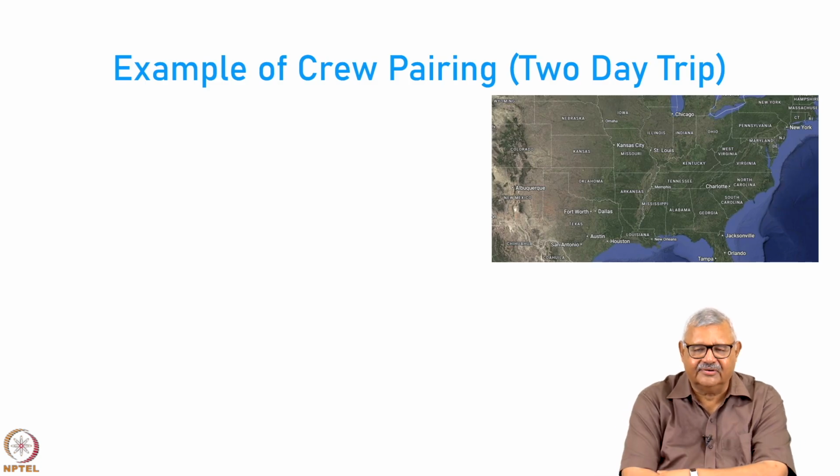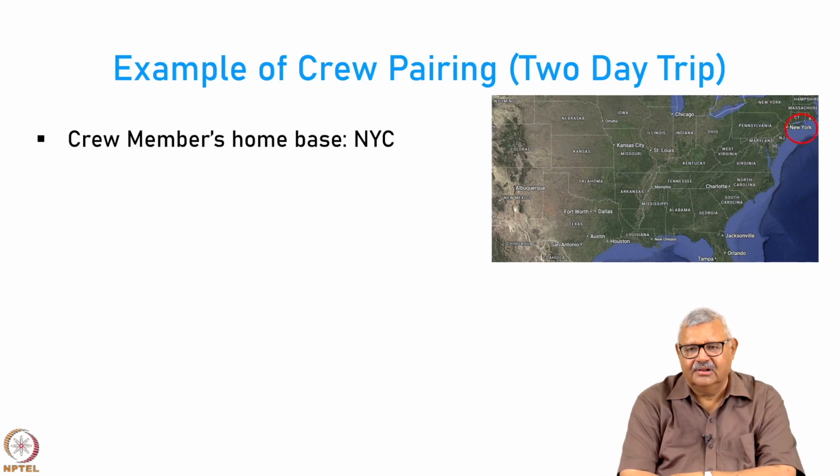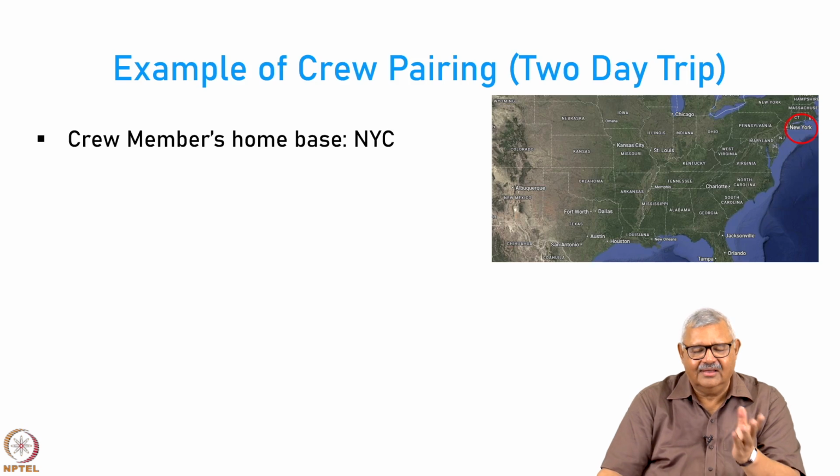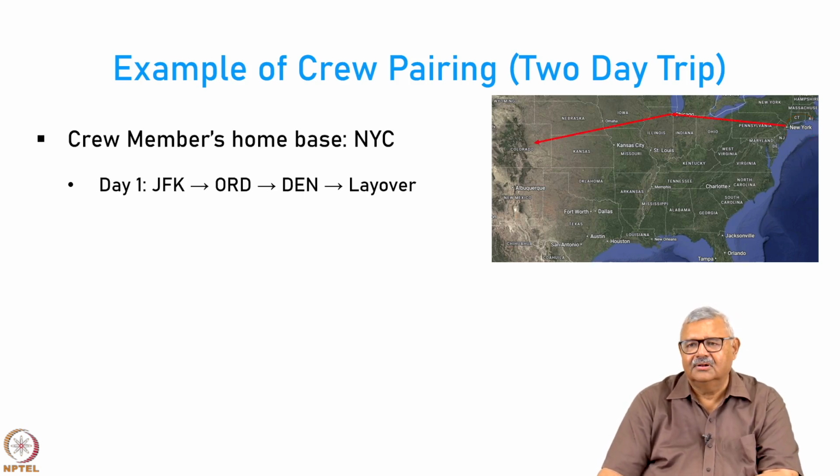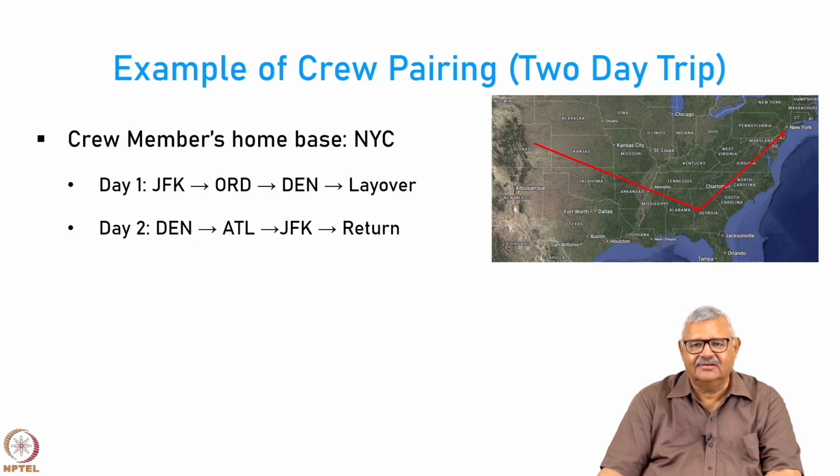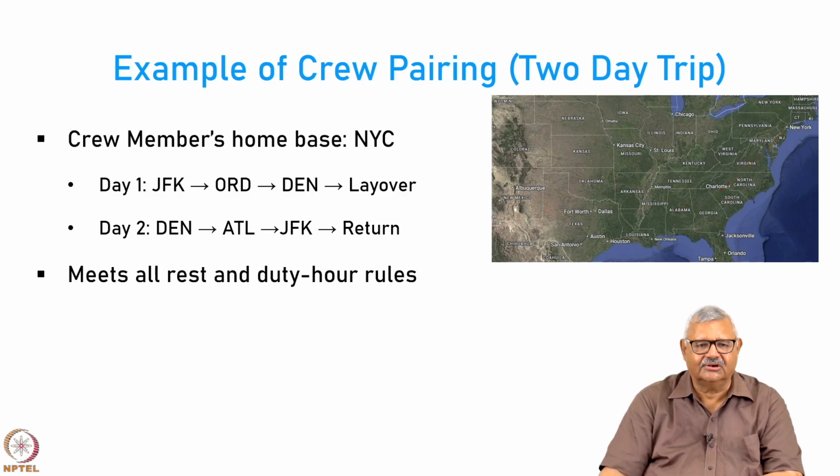Here is an example of a 2-day trip. So, a crew member has a base in New York. From JFK the first leg goes to Chicago, and from Chicago it goes to Denver, and by that time you would have exceeded your time limitation. So, there is a layover. Next day you start from Denver, maybe there is a flight to Atlanta, and from Atlanta you go back to JFK and you return. So, this is like a 2-day trip.